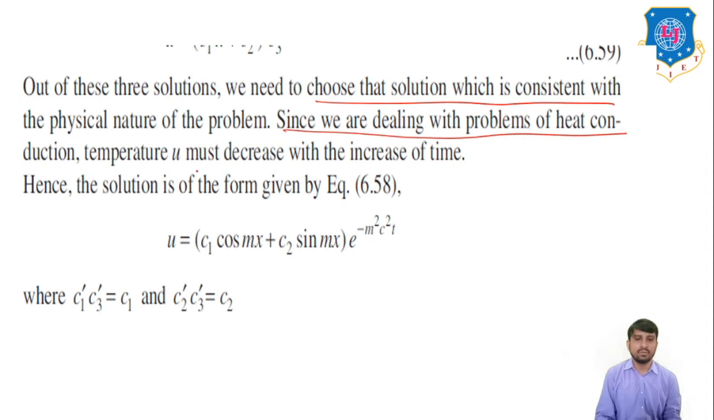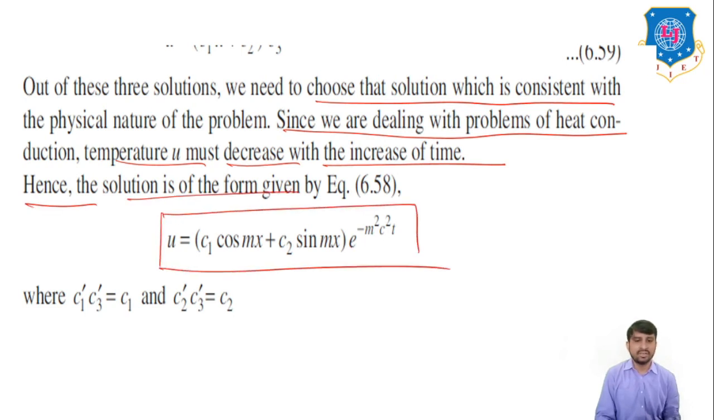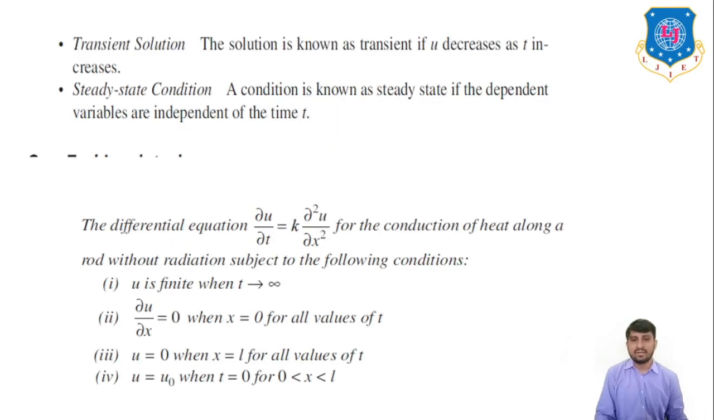dealing with the problem of heat conduction, so temperature u must decrease with the increase of time. So hence the solution is to be considered this way. Okay, so u is equal to (c1 cos mx plus c2 sin mx) into e raised to minus m square c square t. And of course, the solution of the differential equation is known as transient if u decreases as t increases. Okay, so a condition is known as steady state if the dependent variables are independent of the time t.